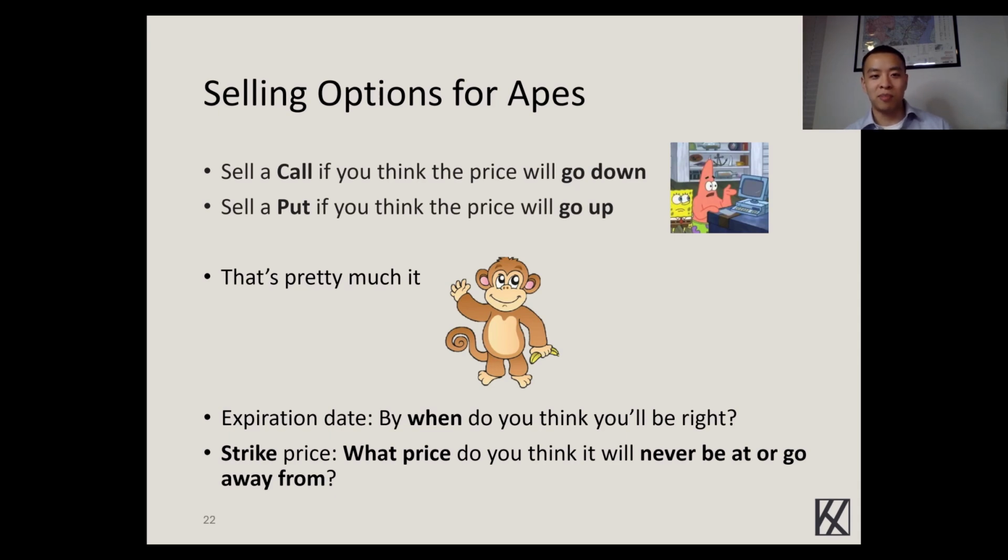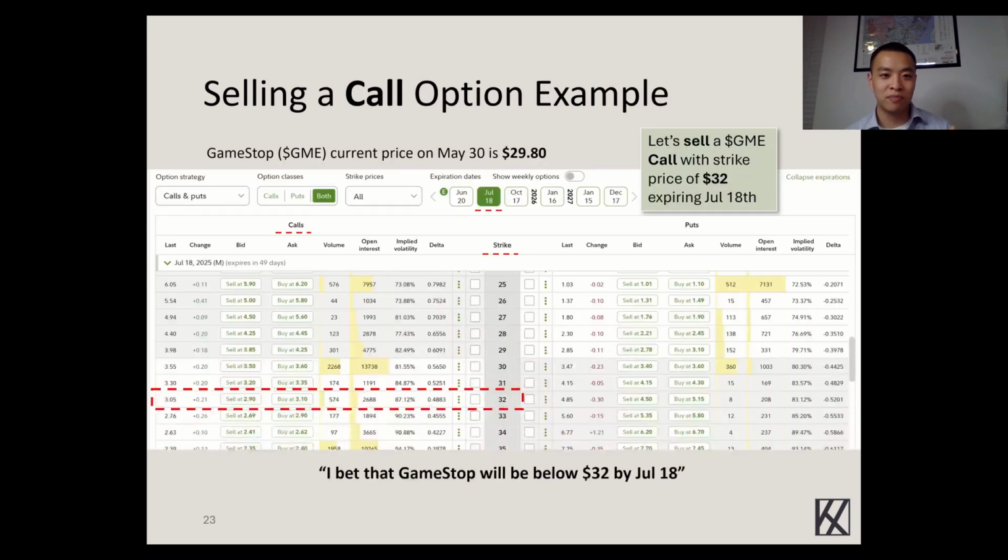Selling options for apes. Sell a call if you think the price will go down. Sell a put if you think the price will go up. So it's the exact opposite of buying. And that's pretty much it. That's 50% of selling options. And of course, the expiration date. By when do you think you'll be right? And the strike price. What price do you think it will never be at or go away from? Which is a little different, and you'll get it later once we go further in.